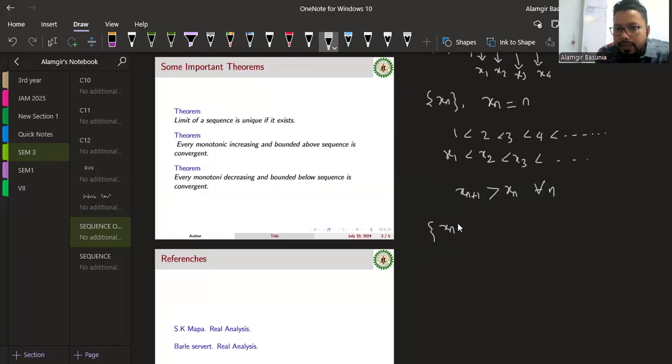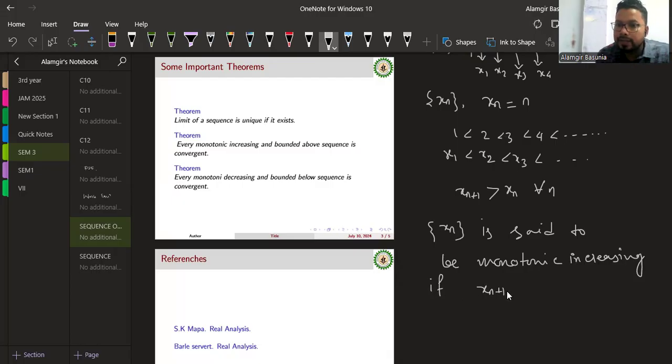So a sequence xn is said to be monotonic increasing if x(n+1), that is the latter term, is bigger than the previous one for all n. And equality may occur; if strict inequality occurs, then it is strictly monotonic increasing, otherwise simply monotonic increasing.